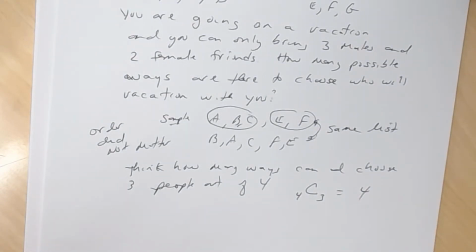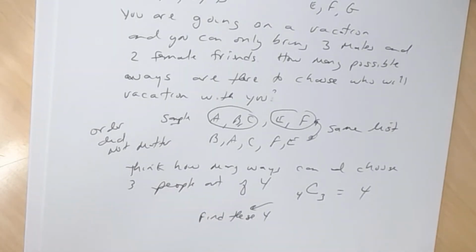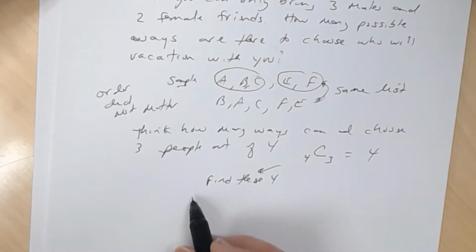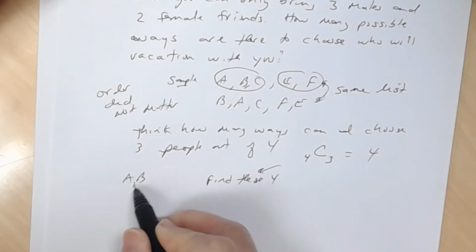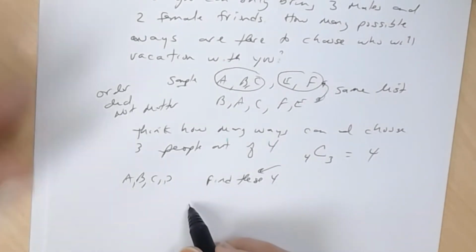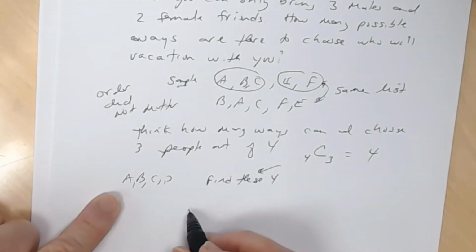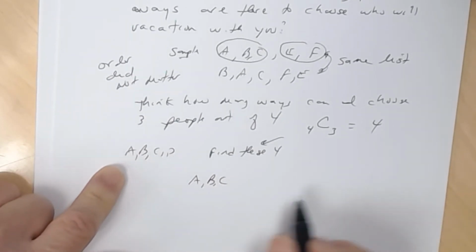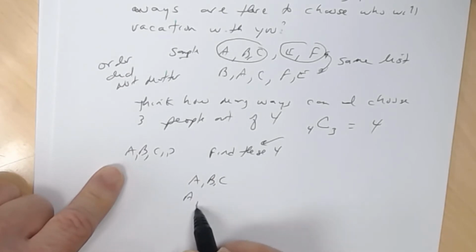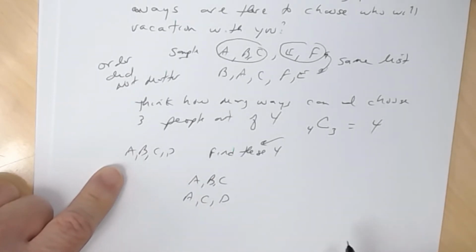So let's see if we can find them. I'm going to go ahead up here and list them. So let's find these 4. Okay. All right. So I know one way. I'm going to go ahead and look at my list again: A, B, C, D. Remember, I can only choose 3. So I can choose A, B, C, right? Those could be the 3 male friends I can choose, or I can choose A, C, D, right?